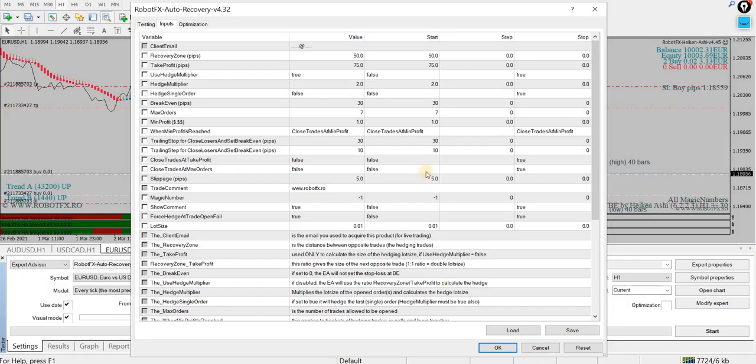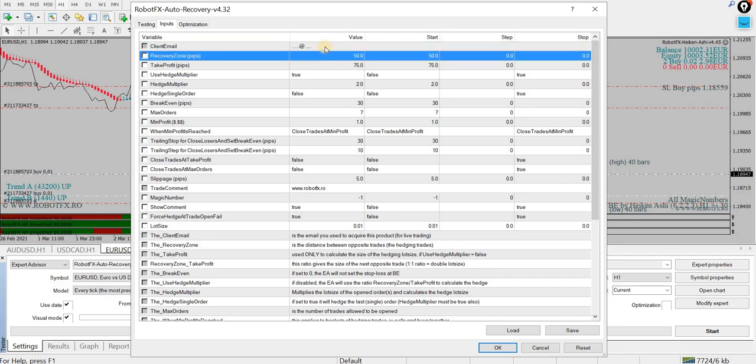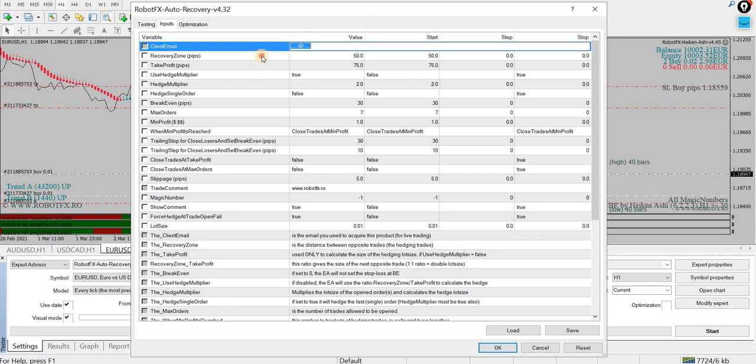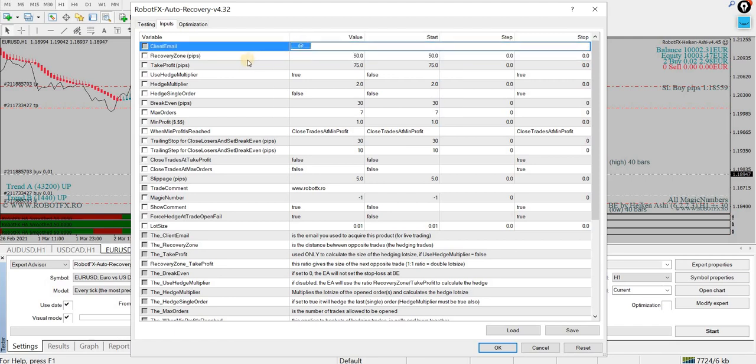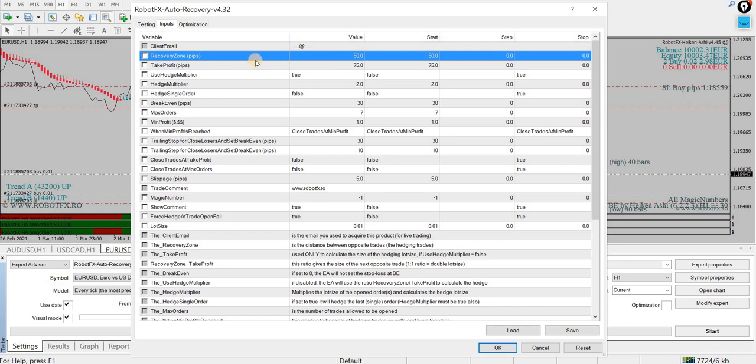Now, the settings. If you are trading on demo accounts, you can safely ignore the client email. This is the client email, basically the email of the client must be entered here when the client, the trader who paid for a product, is using this on live trading accounts. For demo, it's not needed. Safely ignore it.